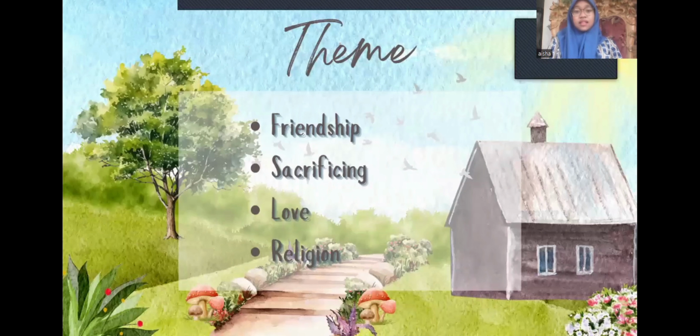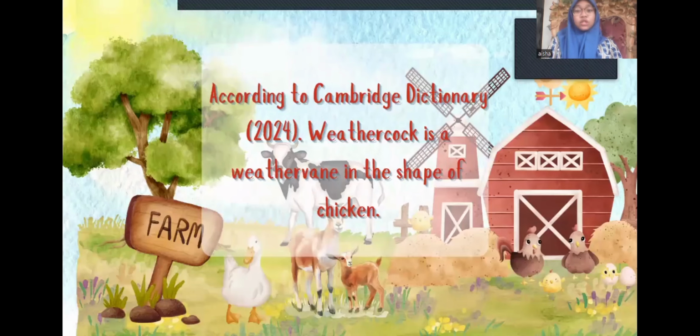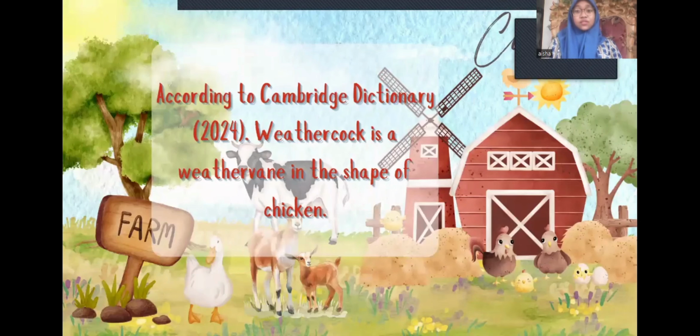Next, about theme. The themes, we have 4 here. The first is friendship, second is sacrifice, third is love, and fourth is religion. Move on to the culture. So in this book, it has 4 cultural items.